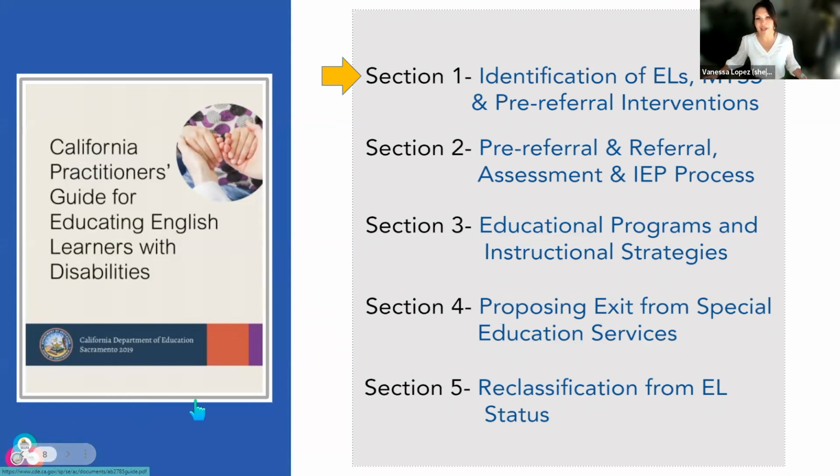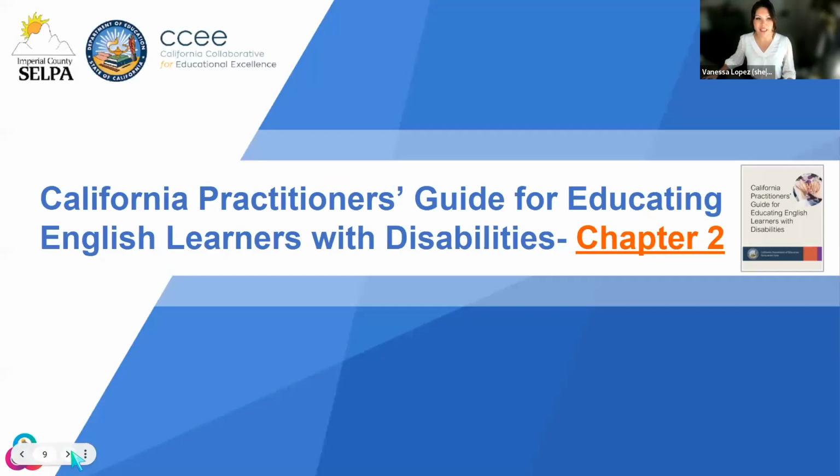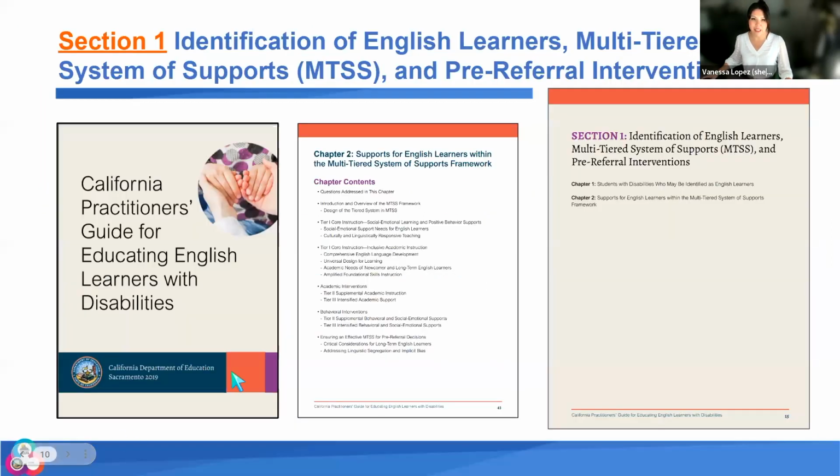The content is divided into 5 sections that are very much arranged in the process of identification as an English learner, potential referral, the MTSS process, the pre-referral and referral process, all the way through the development of the IEP, instructional strategies, proposing exit from SPED, and reclassification. Today, we are still in the world of Section 1, specifically Chapter 2, with the following topics. Today, we are going to be focusing on supports for English learners within the MTSS framework.